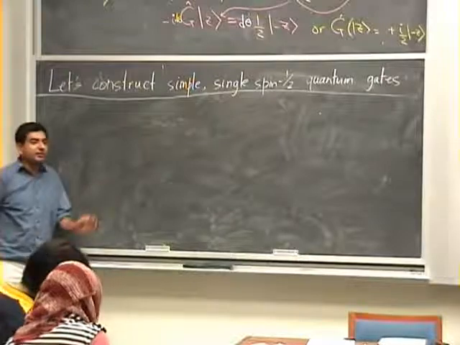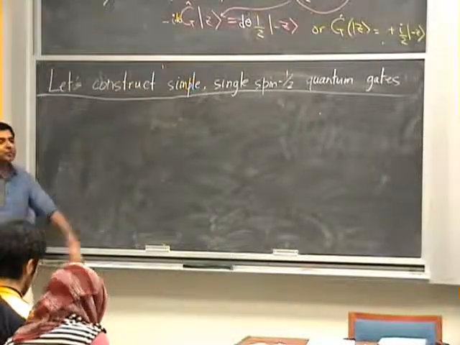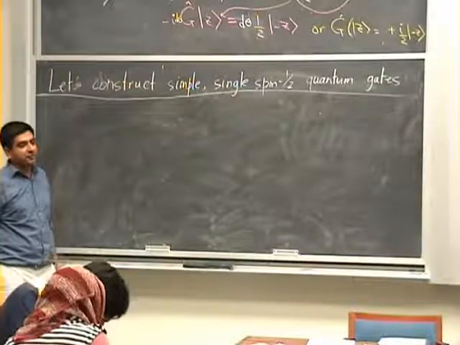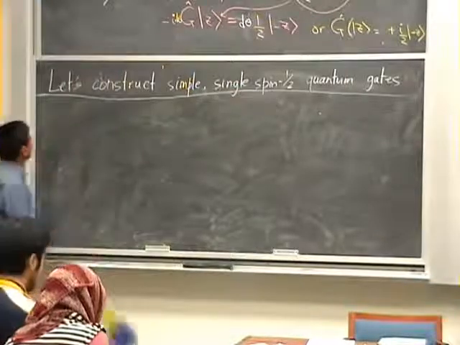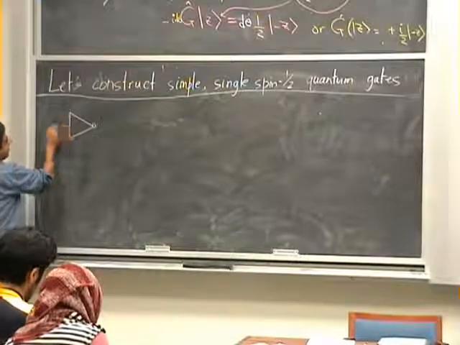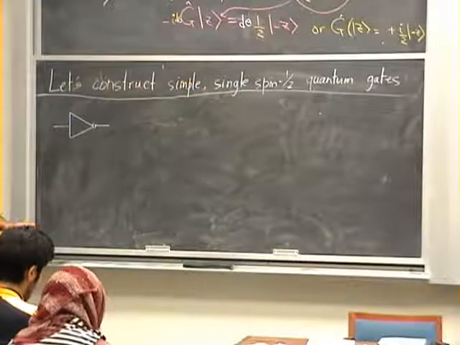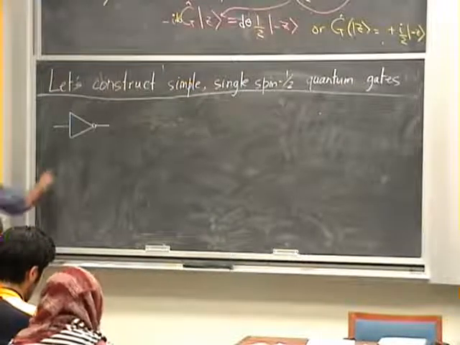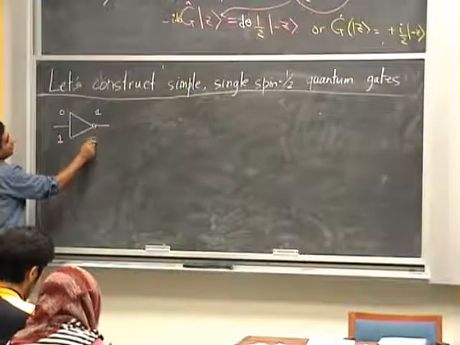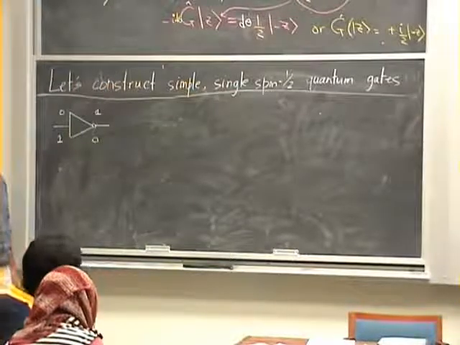Alright, so based upon the knowledge of the block sphere and the rotation operator, we can start talking about logic gates. And logic gates is something very familiar to you. In classical computing, you can talk about, for example, a NOT gate. Right? Associated with this NOT gate, there is a truth table. So there is an input 0, it gives you an output 1. Input 1 gives you an output 0.